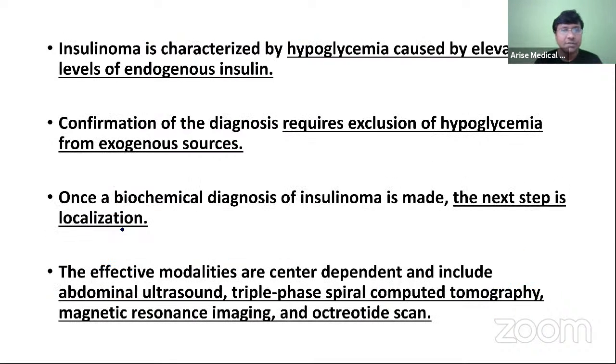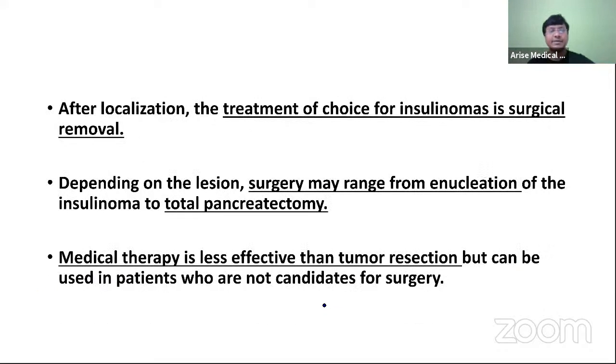Okay. Now, yes, so the very important thing is endoscopic ultrasound and then surgical resection of the tumor, right? And what are the other modalities? One is your endoscopic ultrasound. Next is triple phase spiral computed tomography, MRI imaging, and then the octreotide scan. Once you localize the tumor, the treatment of choice for insulinomas is surgical resection of the tumor, right?